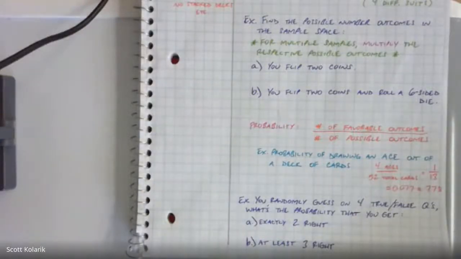All right, day 2 of chapter 5, section 1 on sample space and probability. In the first day of this lesson, we talked about sample space and figuring out how many total possible outcomes can exist for an event or a series of events.